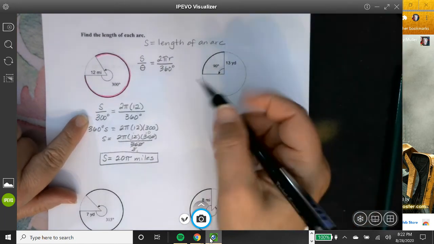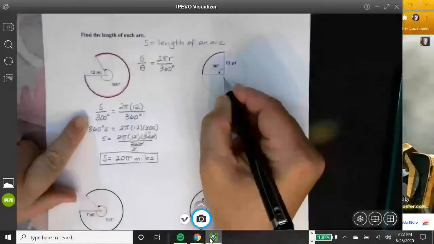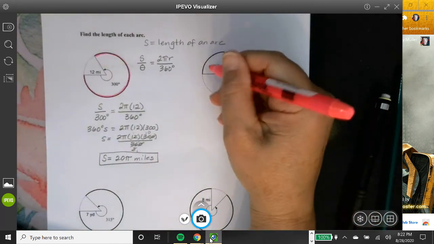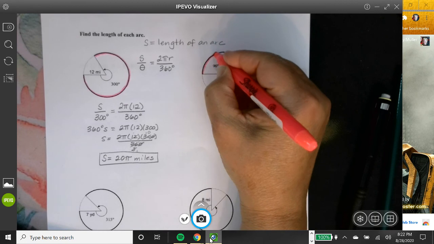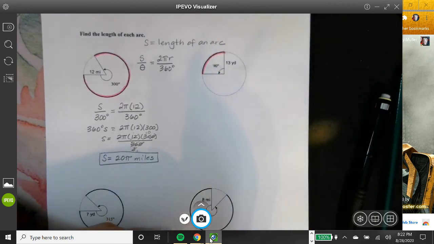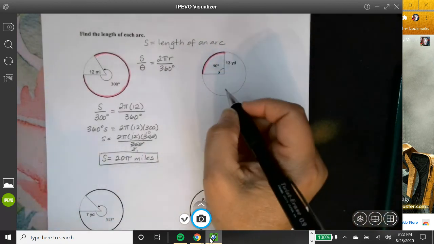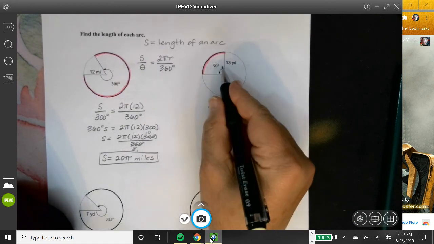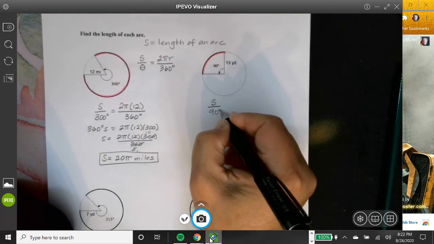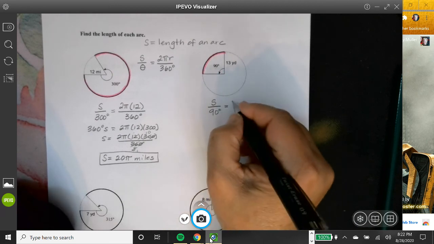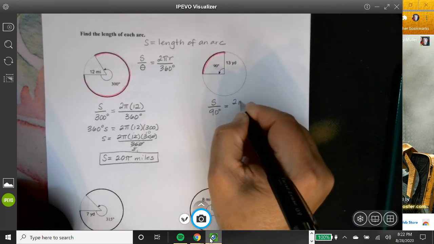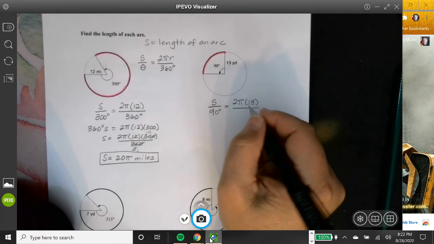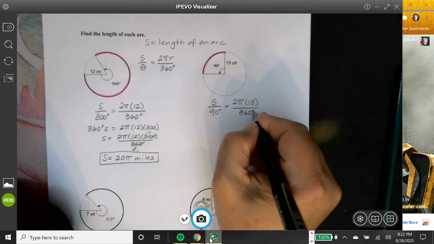So let's try another one. If I were to try this one, I'm trying to find this arc length. So what's the central angle that intercepts that arc length? Well, it's 90 degrees. So I'm going to say S is to the angle intercepted, which is 90 degrees, as all the way around, which is 2 pi times r, in this case 13, divided by all the way around as far as degrees, right?